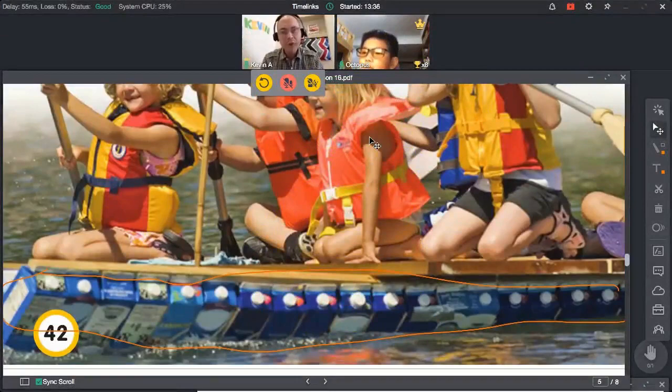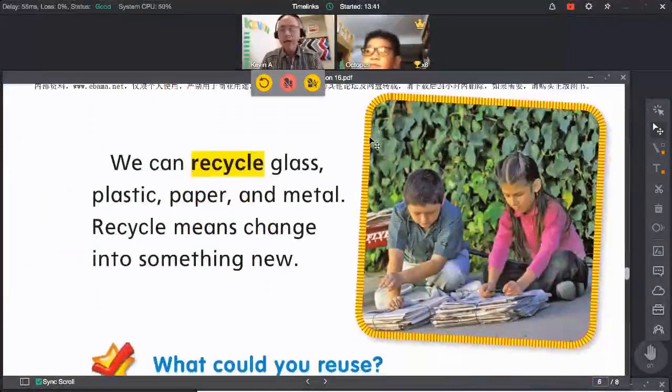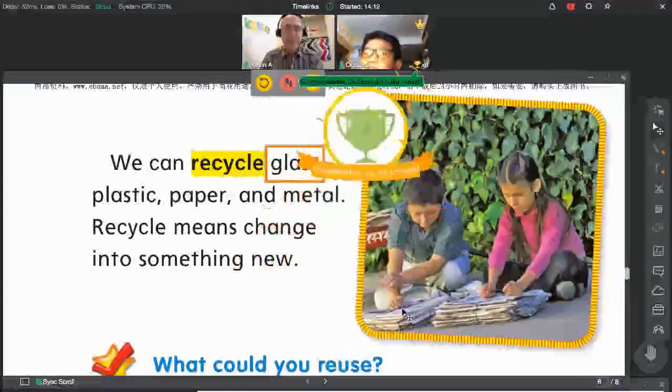Okay. One last word for us to learn today. Can you read this next paragraph, please? We can recycle glass, plastic, paper, and metal. Recycle means change into something new. Very good. Could you please read this word again for me? Glass. Yes, you got it. What is glass?